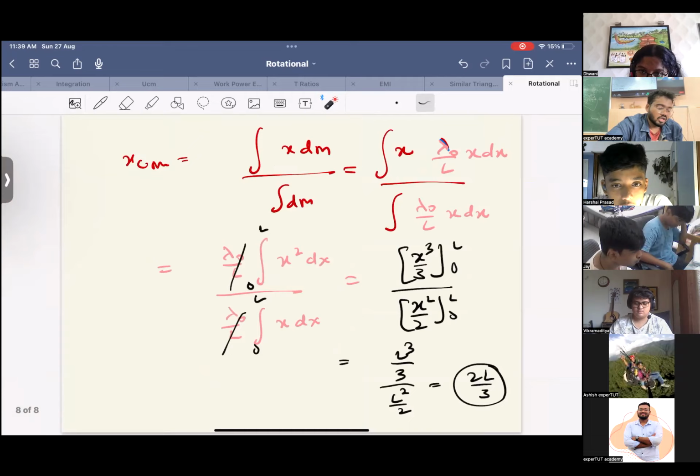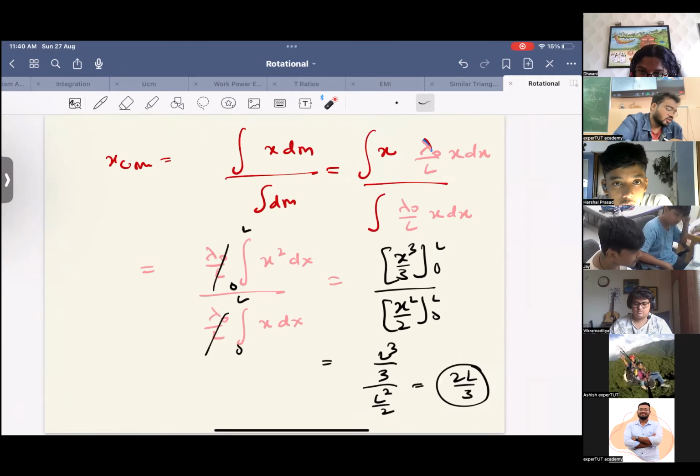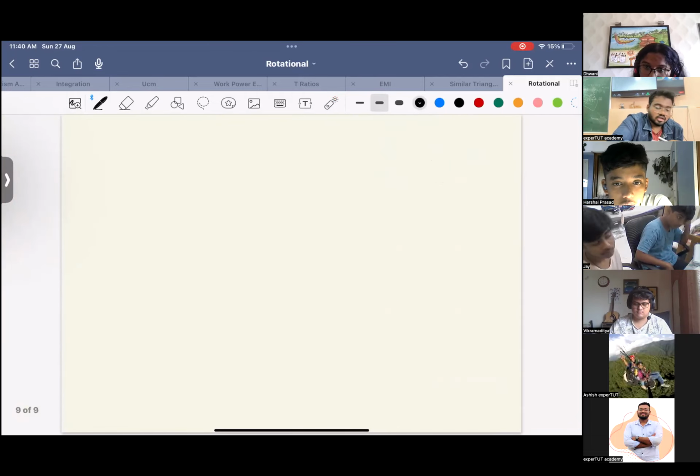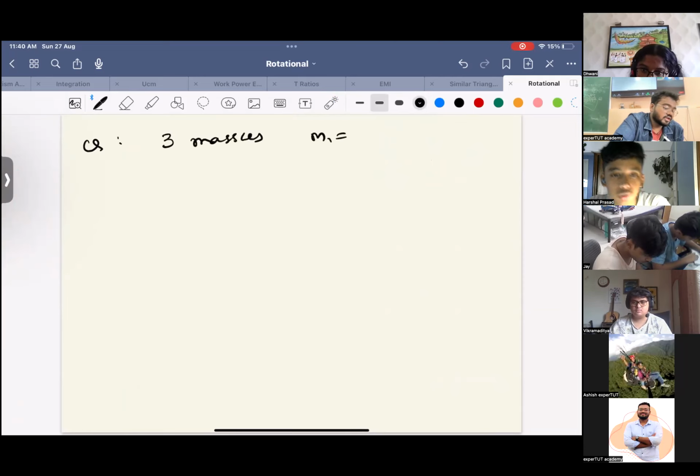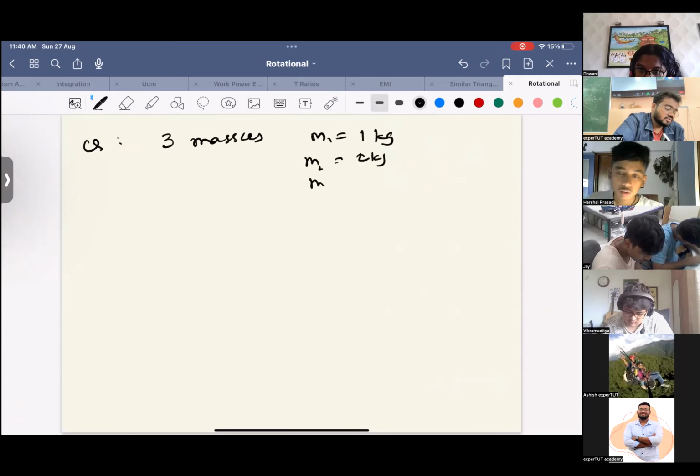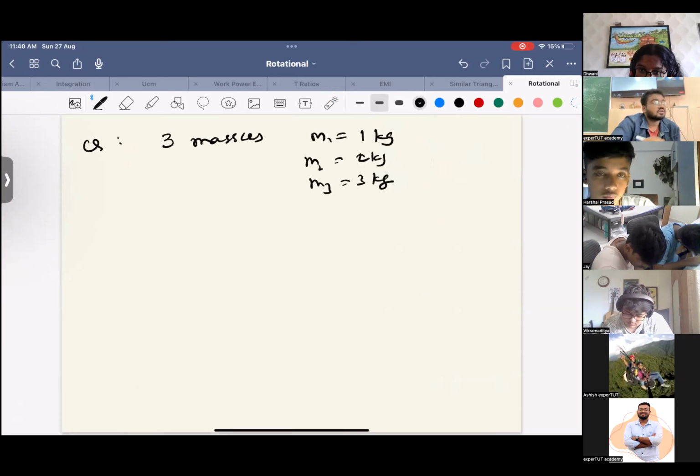Okay, now let us see how to find the center of mass in some simple cases. Write a question: consider 3 masses, m1 is equal to 1 kg, m2 is equal to 2 kg, and m3 is equal to 3 kg. Okay, written?